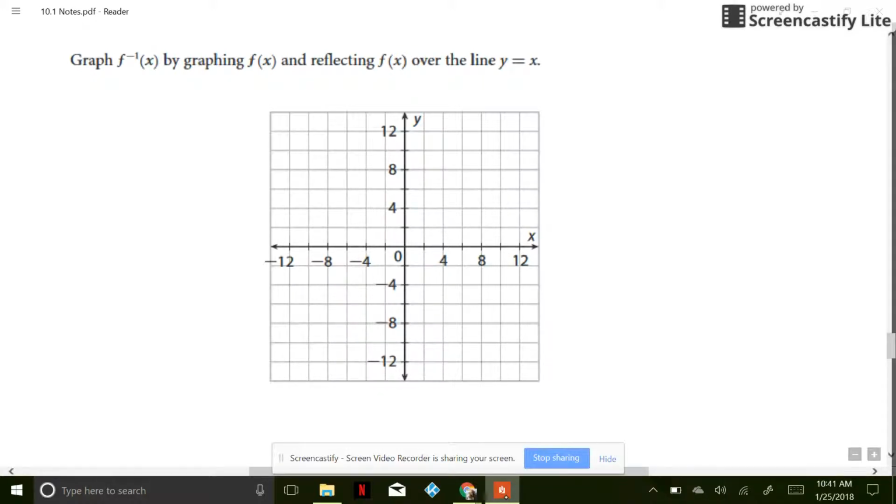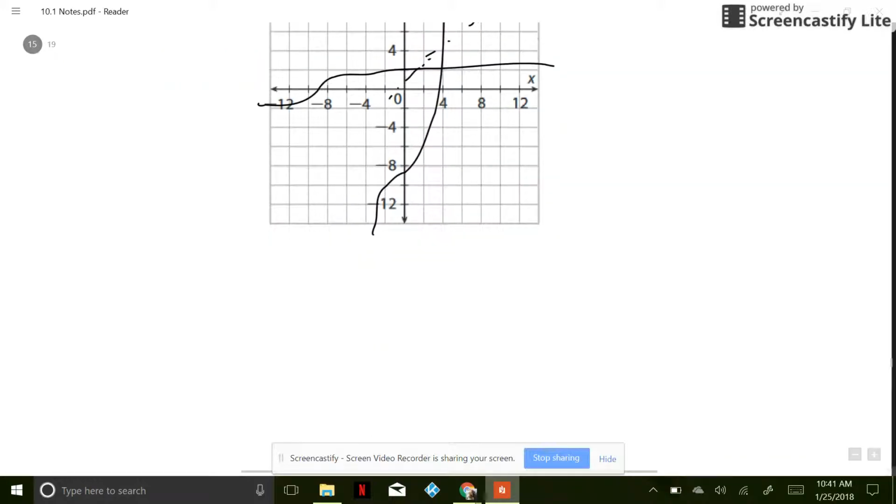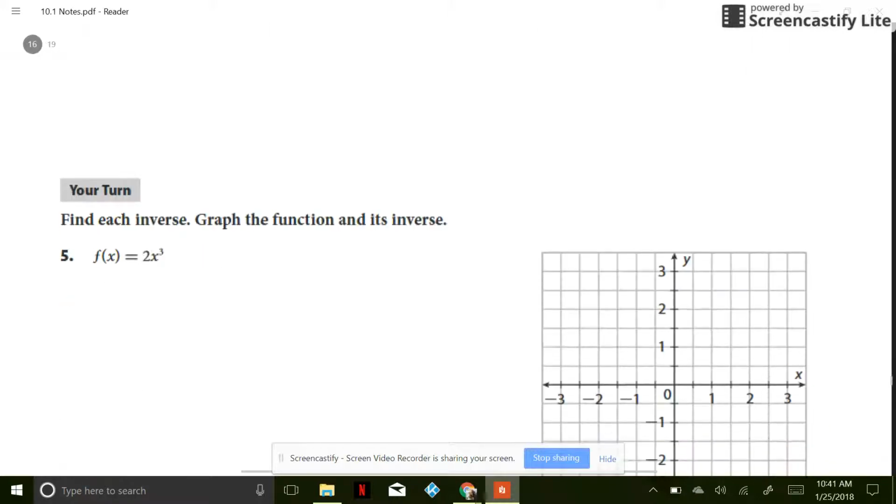So it's going to look something like this. And then something like this. And if I would have done it correctly, it should have been reflected across the line y equals x. Again, this is something you can graph on your own with your calculator.